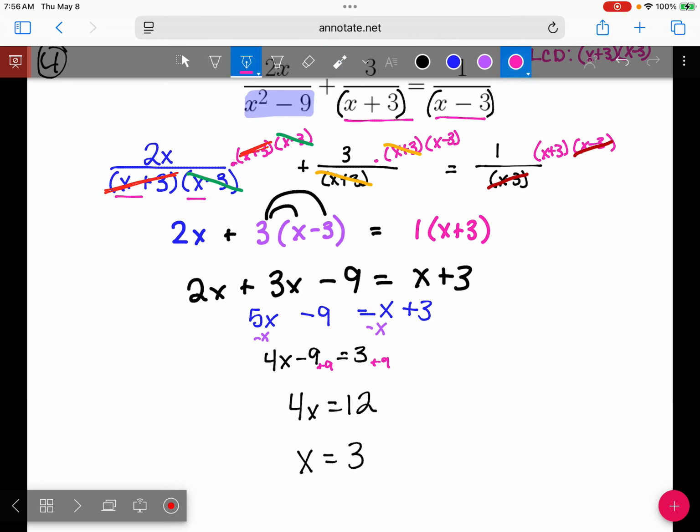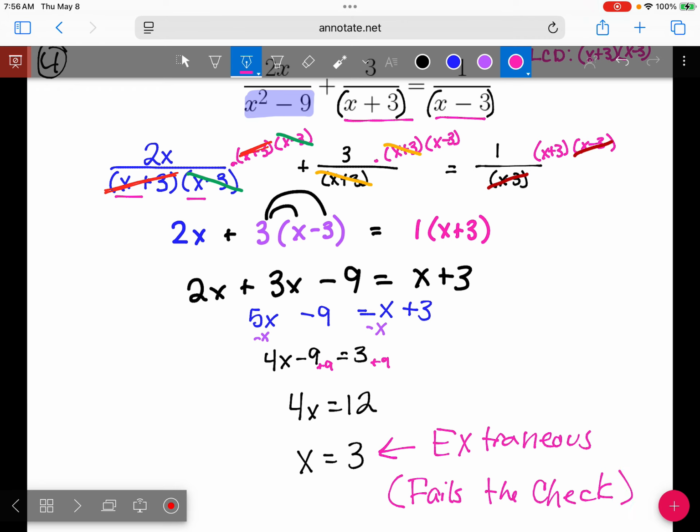This fails the check. This is an extraneous answer. They made us do all this work, and it didn't work. It fails the check. And since it was the only option we had, we didn't have 2 like on the last one. This whole situation, this problem, has no solution. So we can have 1 answer, we can have 2 answers, we can have no answer. What about 3 answers? You can, but we're not going to see them in here. You can have polynomials with any number of answers.